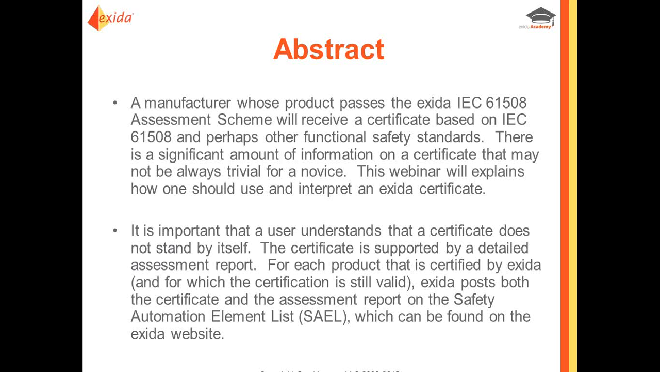It's important that a user understands that the certificate never stands by itself. The certificate always has another document along with it, our assessment report. The certificate has a lot of information on it, but there are greater details on certain portions in the assessment report. Both the certificate and the assessment report are posted by Exida on our Safety Automation Element List, the SAEL, and the manufacturer will have both the certificate and the assessment report for more detailed information on the product and its functional safety.